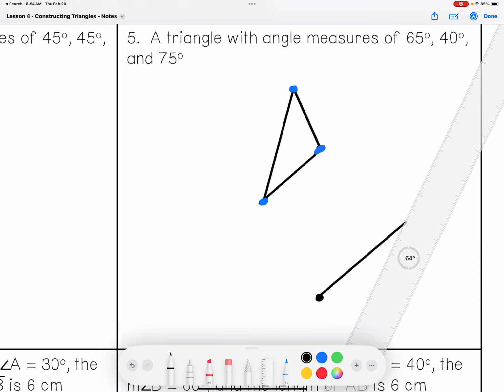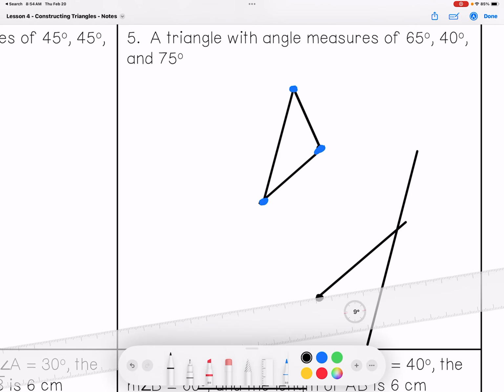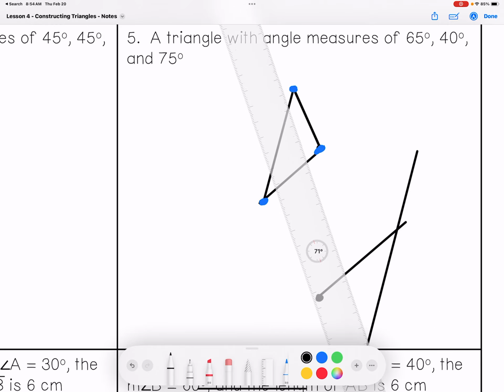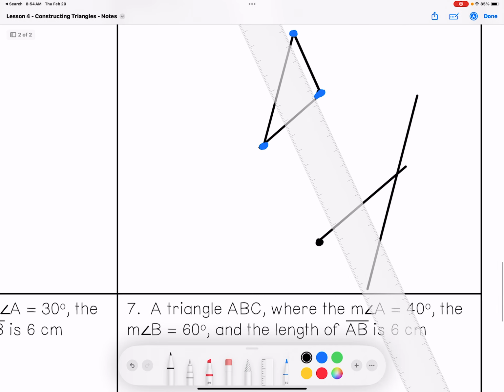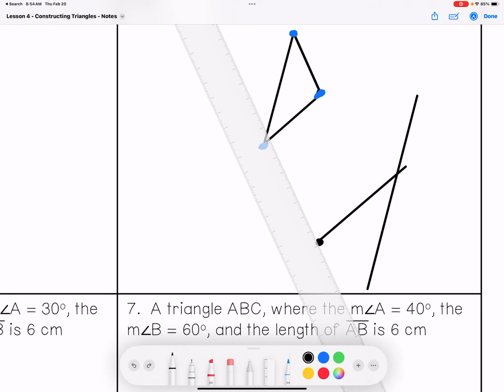Now the next one was 65, or I could have done 75 next. It didn't matter. And then just do that. And then the last one was 65, so you would have found 65. I'm running out of room though. There it would have been. But anyways.